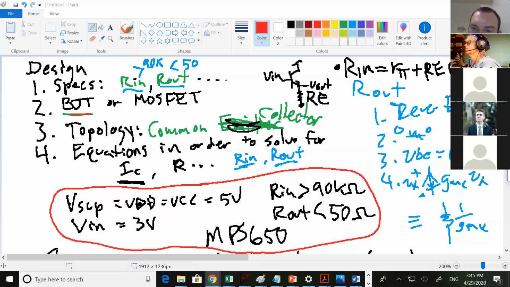So will IC not change that much when this is operating? IC will change, but you generally design for the at-rest position. Your boss might tell you that in the entire operating range, it has to be less than or greater than 90K.